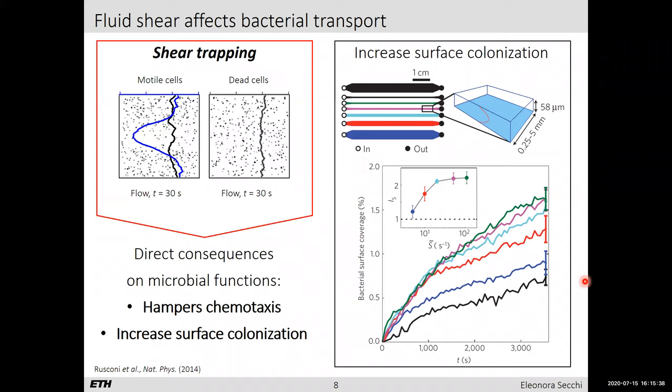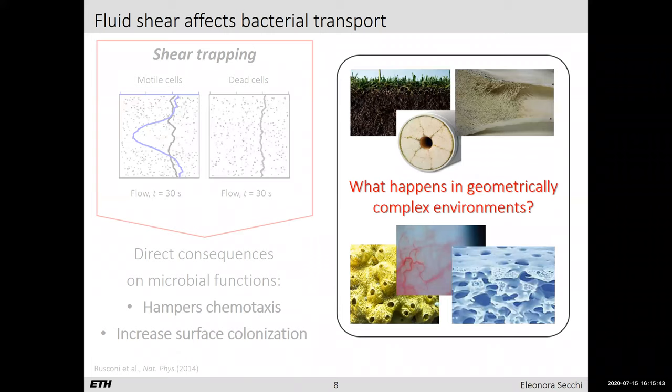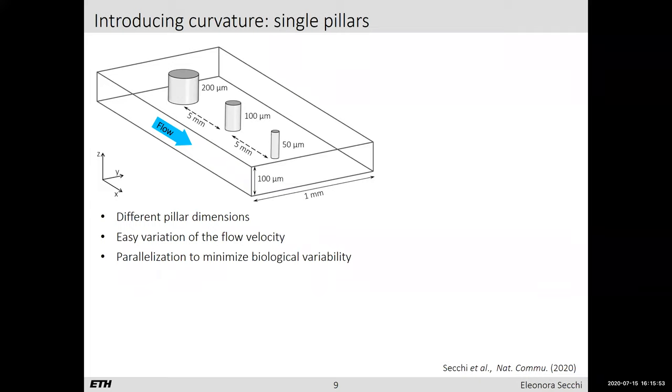Now, here we were dealing with a very simple straight geometry. But what happens if we have a geometrically complex environment with curved surfaces involved? Starting from this question, we designed a microfluidic platform containing pillars with different dimensions that are really far, both from each other and from the walls. So they can really be considered isolated pillars in flow. And we have different dimensions, and then thanks to the precision allowed by microfluidics, we can easily vary the flow velocity, and we have several channels in parallel to minimize the biological variability between different experiments.